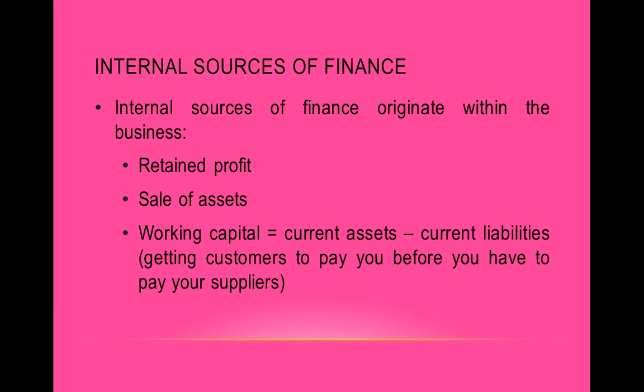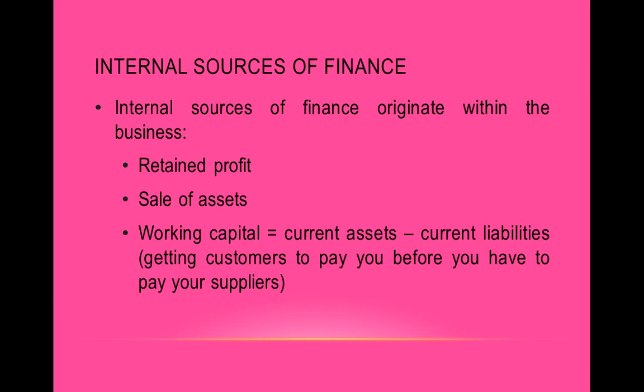Internal sources of finance originate within the business, and they include retained profit, sale of assets and working capital. Retained profit is the profit that's kept within the business after all the costs have been paid, after interest has been paid on any debts, after tax has been paid and after dividends have been paid to shareholders. What's left is known as retained profit that can be kept within the business and used as a source of finance in the future.